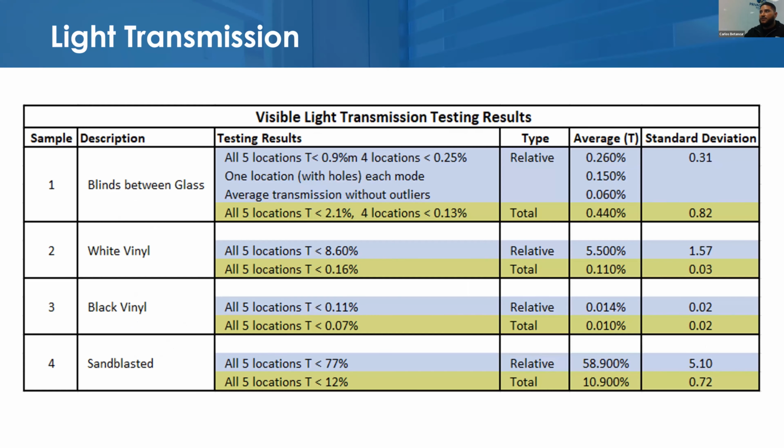So what was tested was the blinds between glass product, and then three variations of the non-electric privacy glass with white vinyl, black vinyl, and the frosted look. You'll see that throughout this report, black vinyl is going to be the one that blocks the most. The frosted or sandblasted is going to allow the most amount of light to penetrate. And then you'll have a split between white and blinds between glass for the rest of this report.